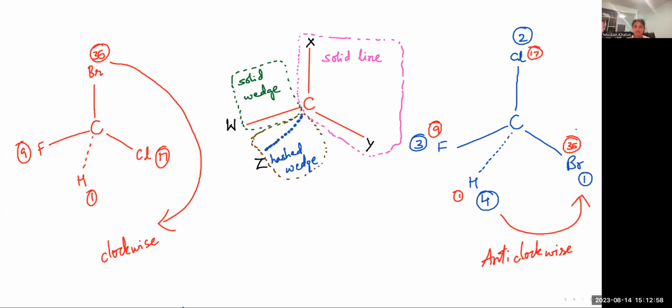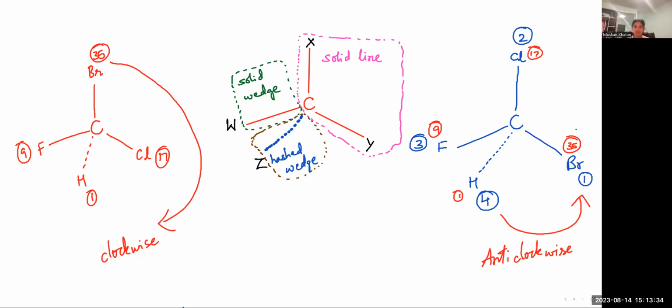How are we supposed to proceed if the lowest priority group is not pointing away from us? Then you need to select any two groups that are present in the plane of the molecule and rotate the molecule about the axis. That's the one which I actually showed. Priority number is assigned to atoms that are attached directly to the stereogenic carbon. I think up to this point this is fine.